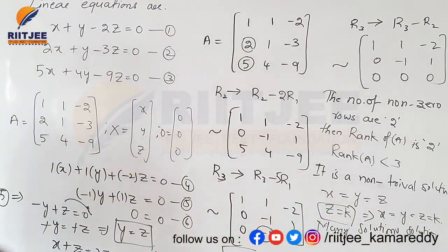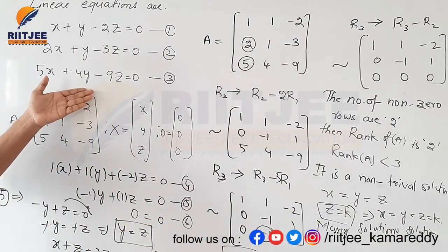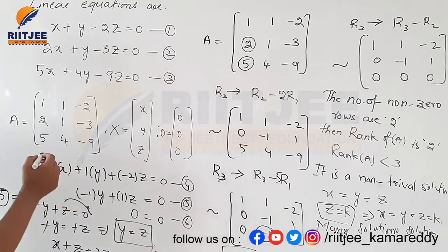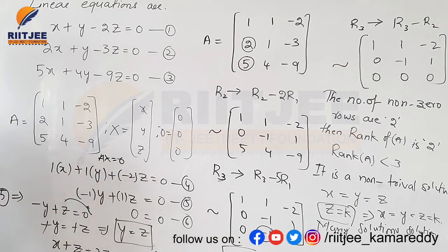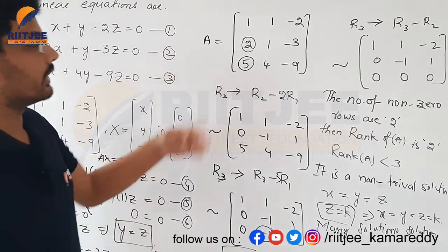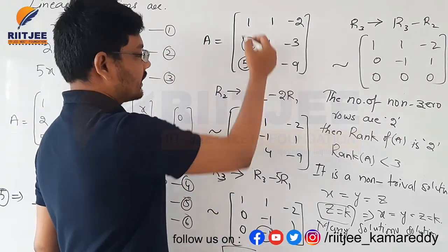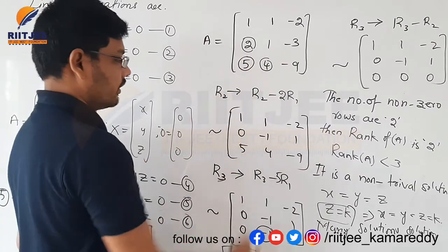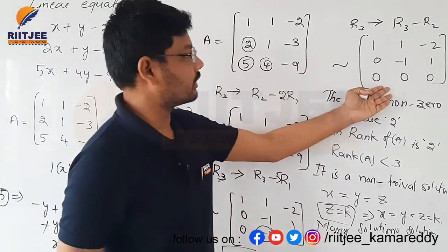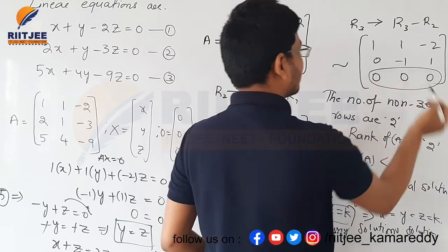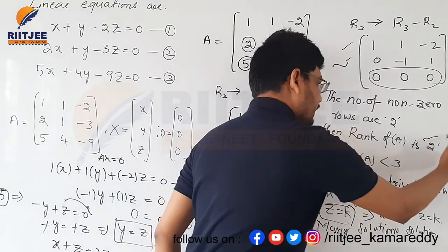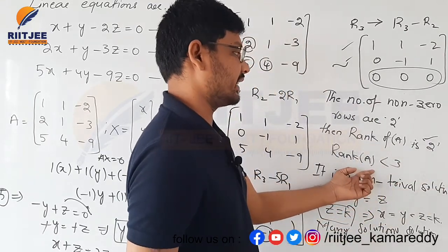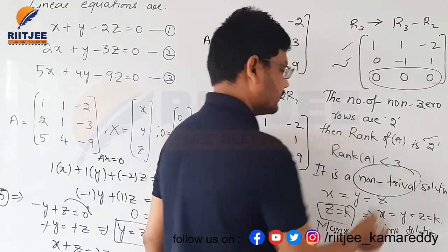First of all, 3 linear equations are given. From these 3 linear equations, we wrote the coefficient matrix and the variable matrix here. This is a null matrix. Here the matrix equation is AX is equal to O, where O is the null matrix. From this matrix, we need to convert the lower triangular elements to 0. Finally the number of non-zero rows is 2. That's why the rank of the matrix is 2, which is less than 3. That's why it is a non-trivial solution.